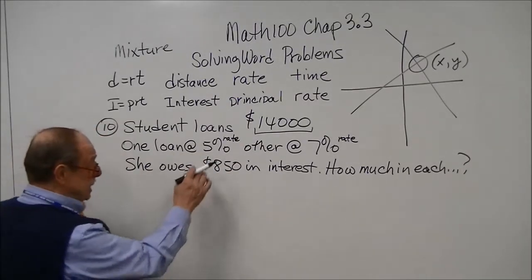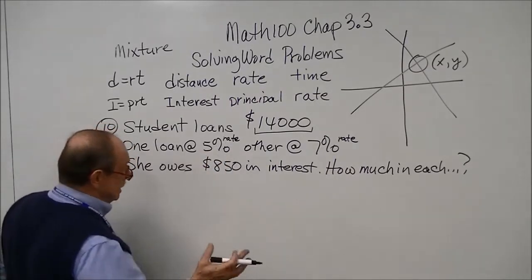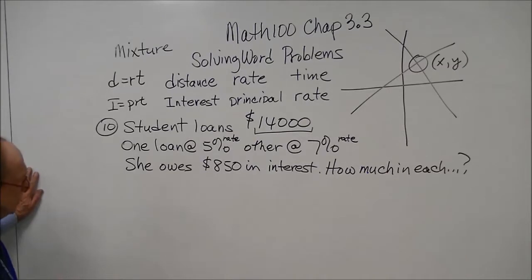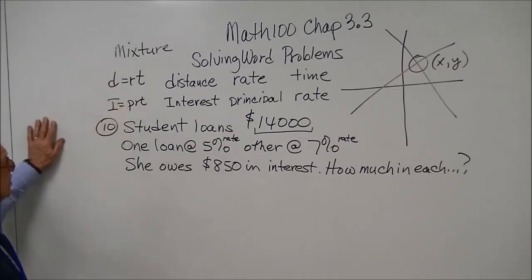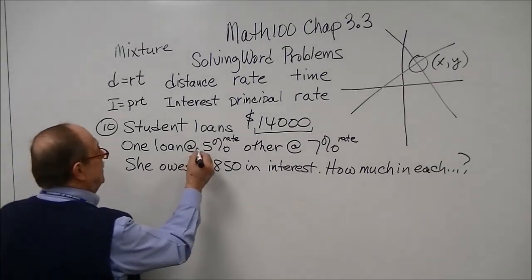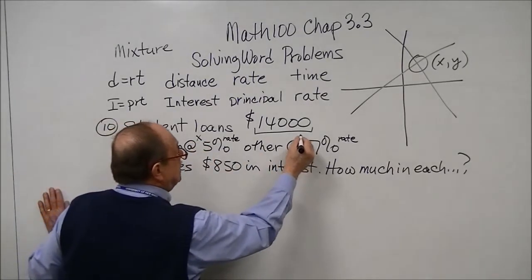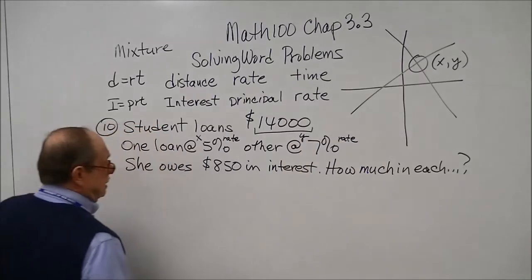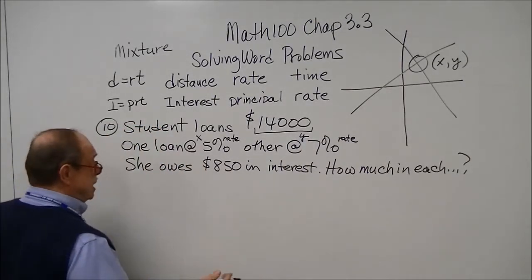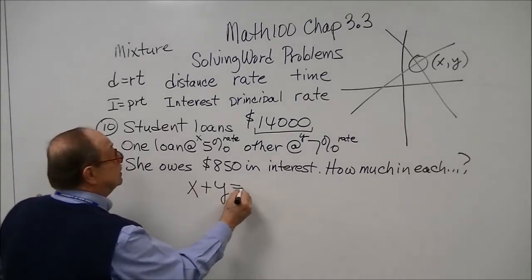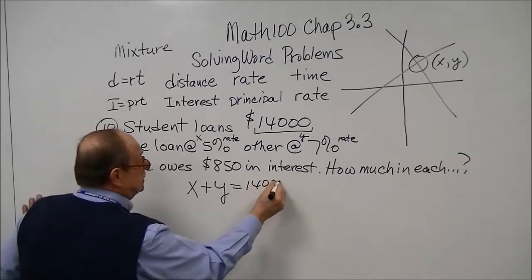You might say, why didn't you take it all at 5%? Well, then we wouldn't have a problem. Okay, so again, how do we do it? And again, this is sort of a mixture problem. So what do we know? Well, we're going to call the 5% x and the 7% y. So that gives us our first equation, that x plus y equals 14,000.